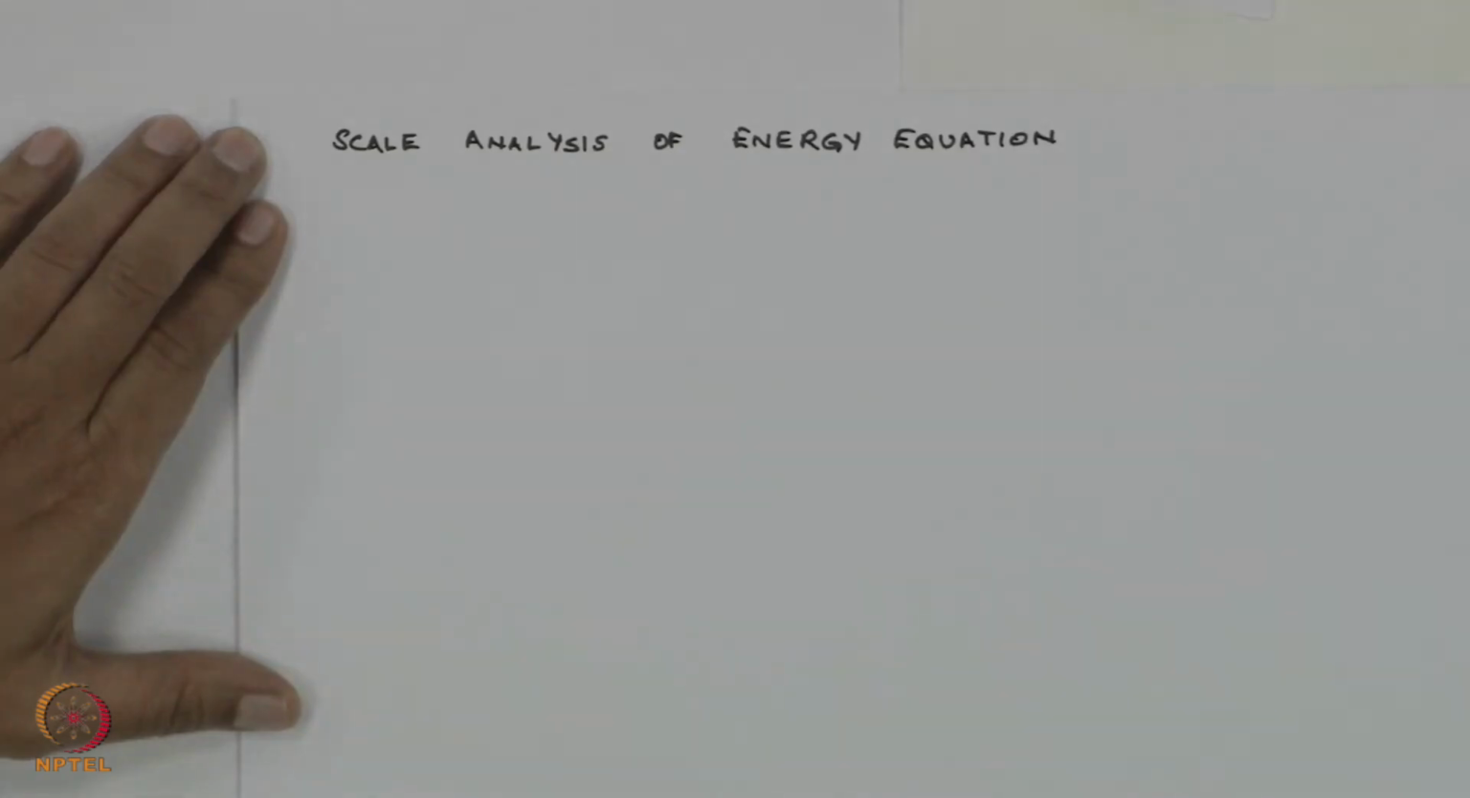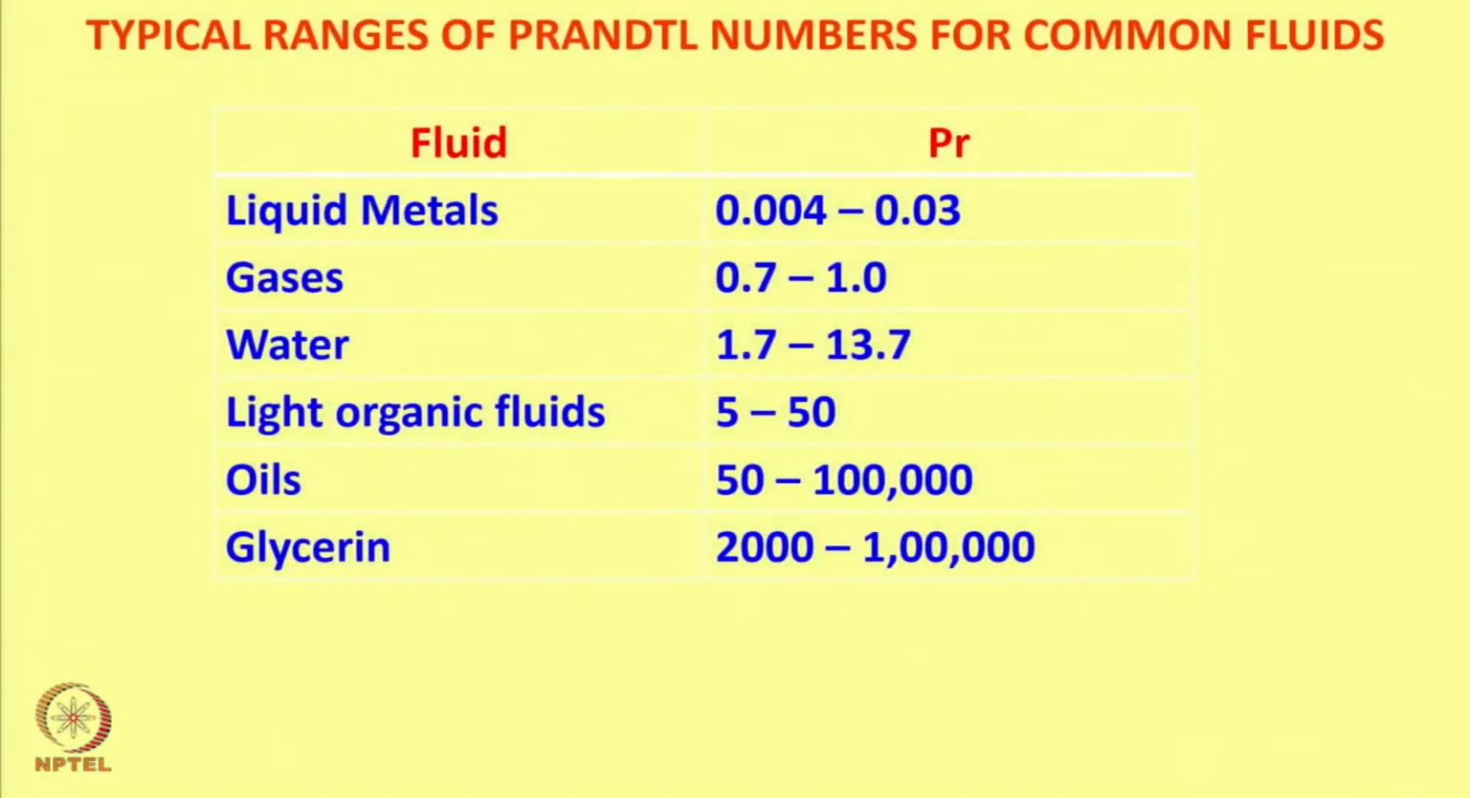So just back to slides, see Prandtl number is nu by alpha. Here for liquid metals it's very small, 0.004 to 0.03. For air and gases it is 0.7 to 1, water is 1.7 to 13.7, organic fluids 5 to 50, oils it can be in the order of tens of thousands or 1 lakh, glycerin 2000 to 1 lakh.